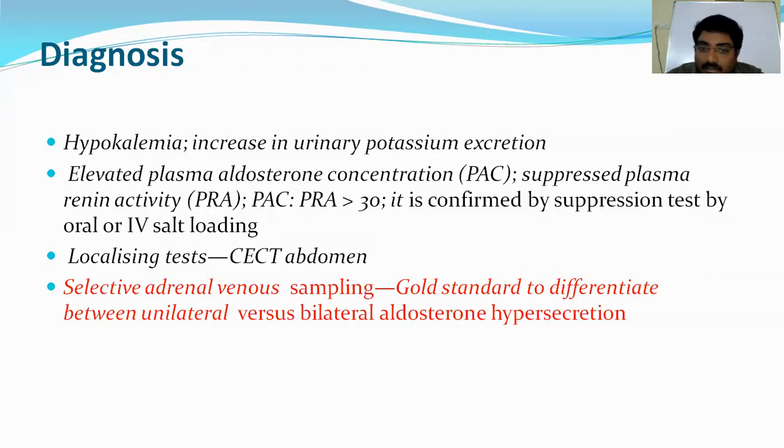This is a PG entrance examination bit. What is the gold standard in Conn's syndrome? It is selective adrenal venous sampling and CECT abdomen. Hypokalemia increases urinary potassium excretion, with elevated PAC and suppressed PRA, the plasma renin activity, and the gold standard is adrenal venous sampling.